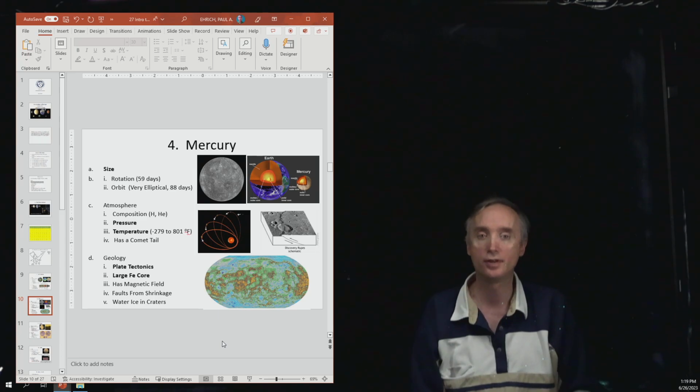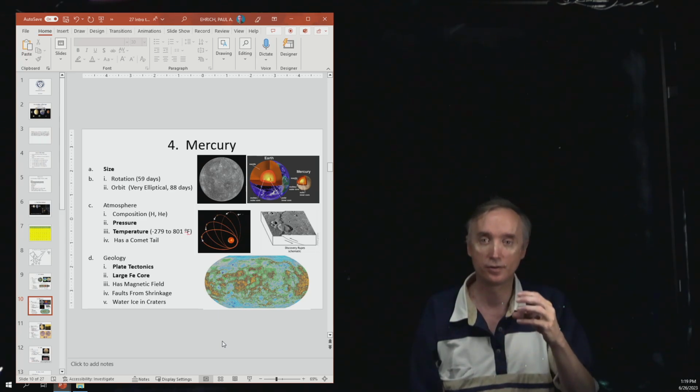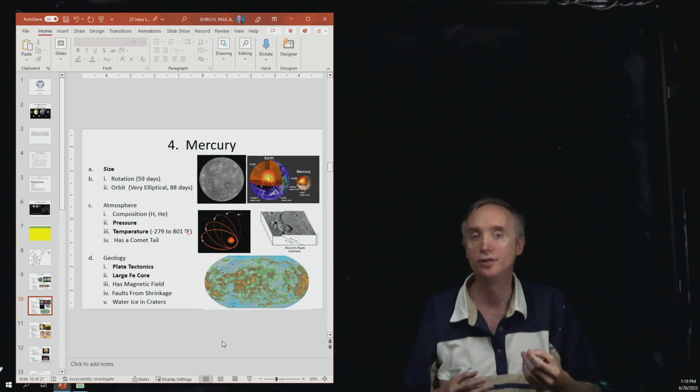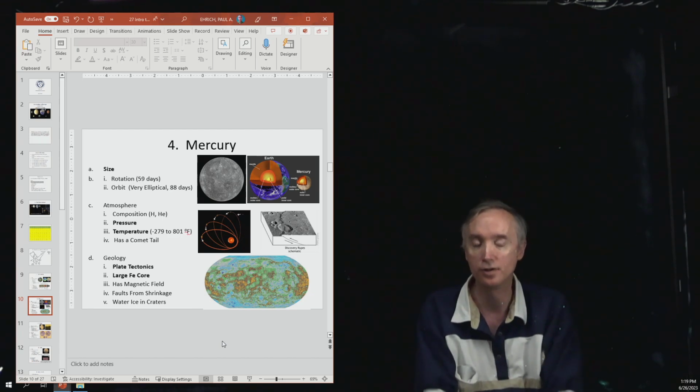The picture that is to the right of that shows you what the surface of Mercury looks like. Notice it looks very similar to the surface of the moon. It's heavily pockmarked by craters.